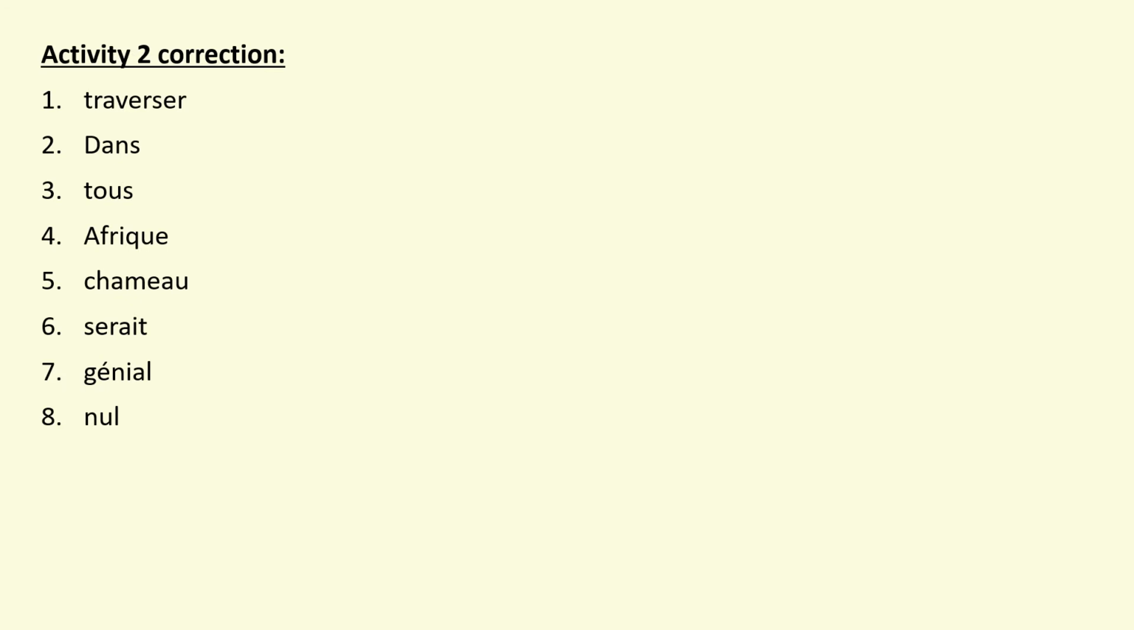So here are the 8 words I mispronounced. So I should have said the second time traverser, dans, tout, Afrique, chameau, serait, génial, nul. So well done if you've got them all. Give yourself a tick or a cross if you got it wrong.